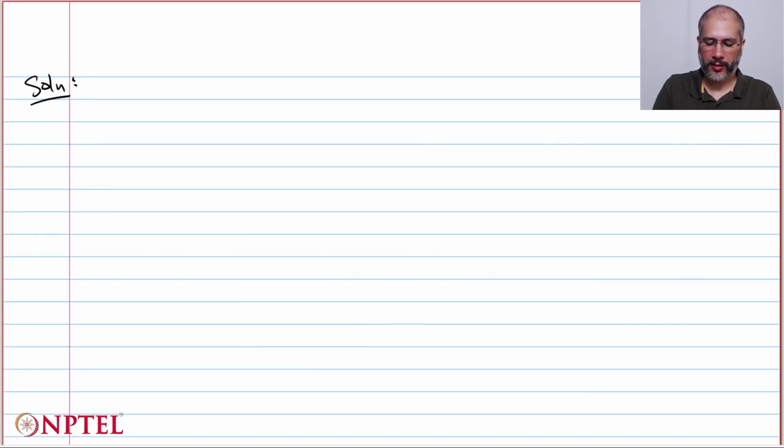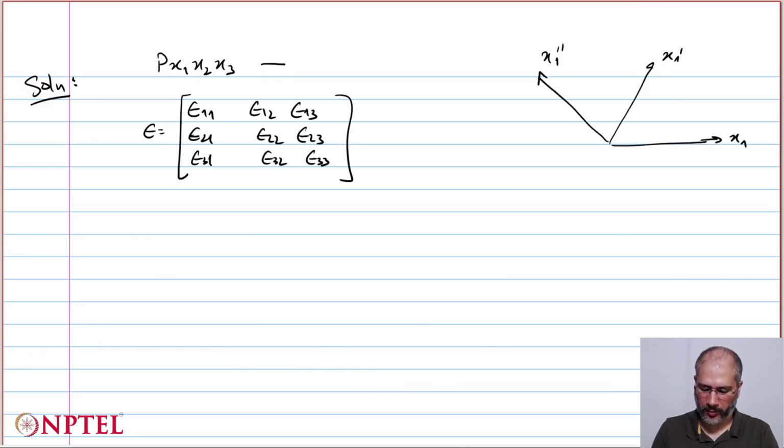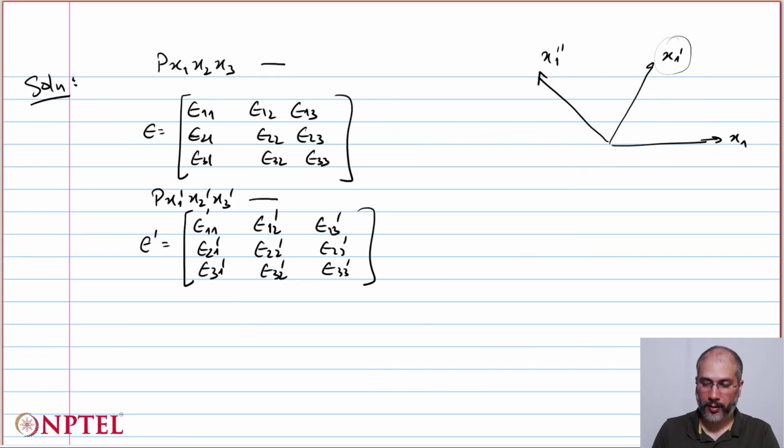If I write my epsilon in the coordinate system x1, x2, x3, my epsilon can be written like this. Now if I try to write epsilon prime, which is the strain tensor when seen from a coordinate axis which is rotated by 60 degrees counterclockwise around the x3 direction, which basically will give us this as the x1 prime direction, this epsilon prime becomes like this. So this is epsilon prime in the rotated coordinate system.